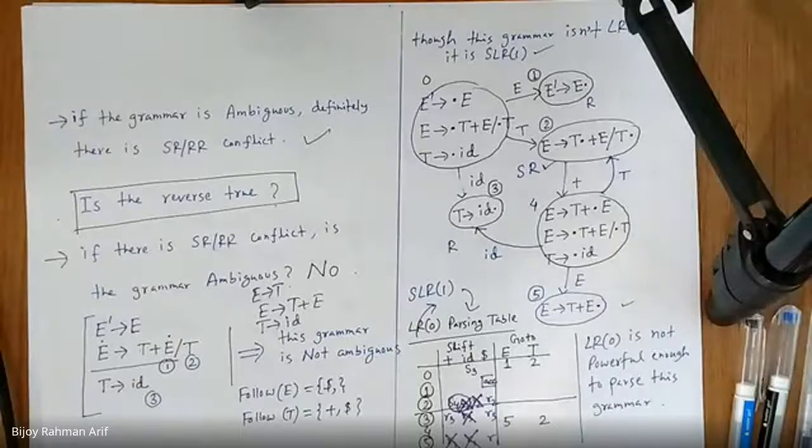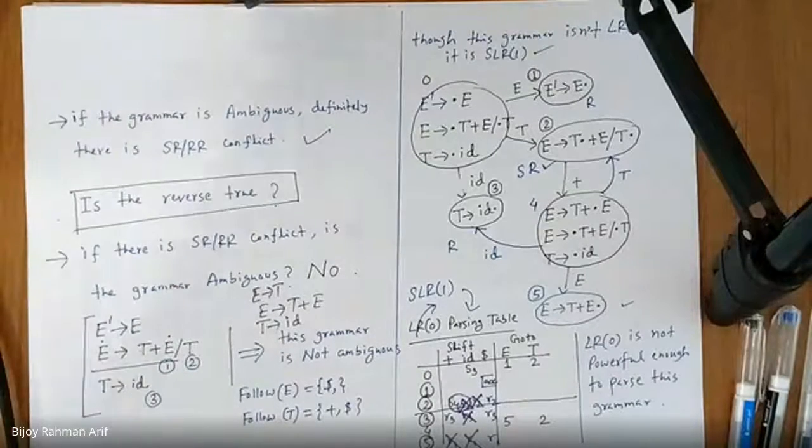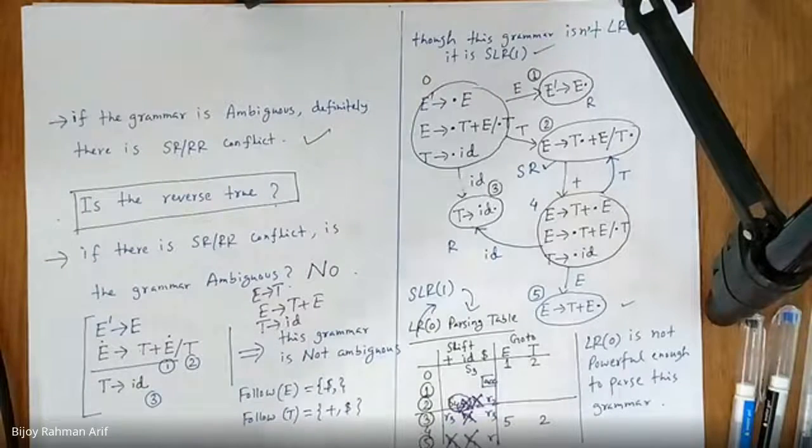Yes, right now we have solved this problem using a more powerful parser. But eventually what happens? There are some grammars which are not ambiguous, still we cannot parse because our tools are not powerful enough.